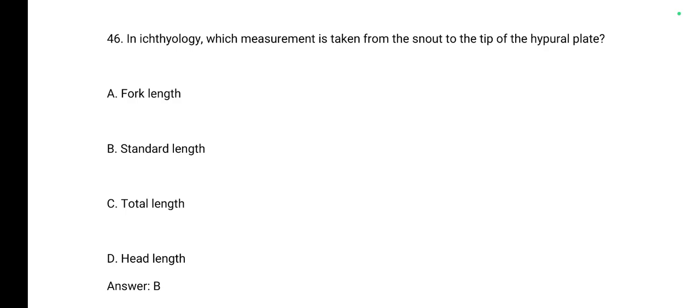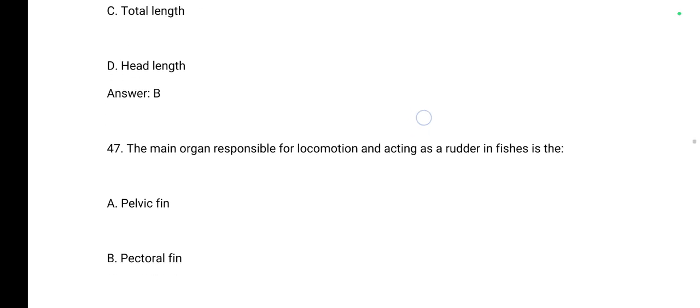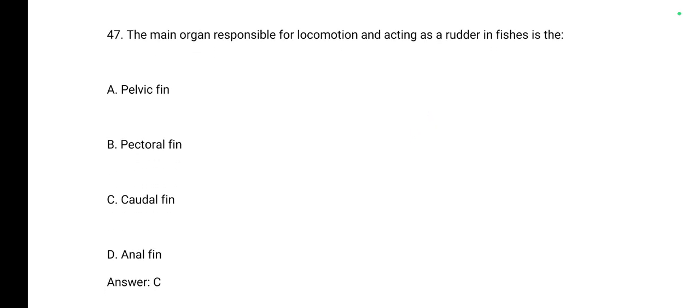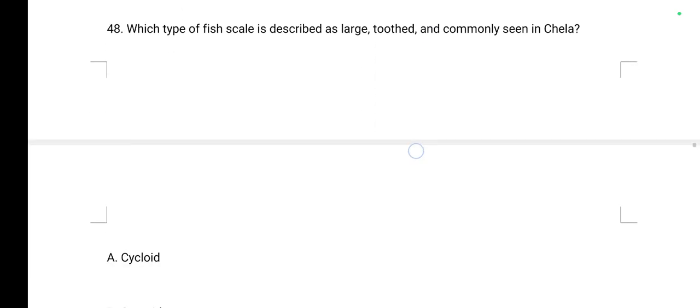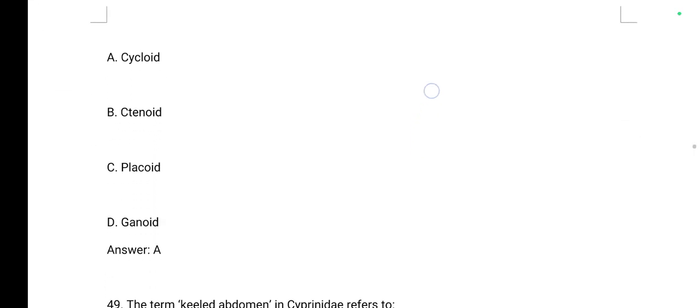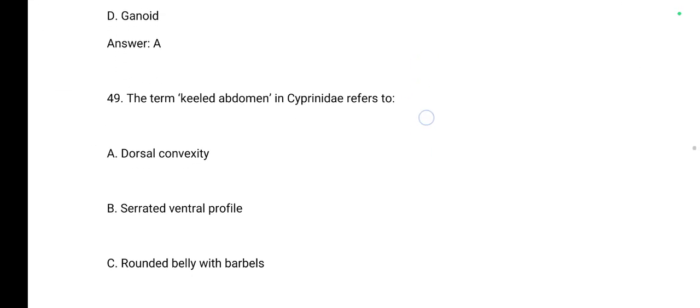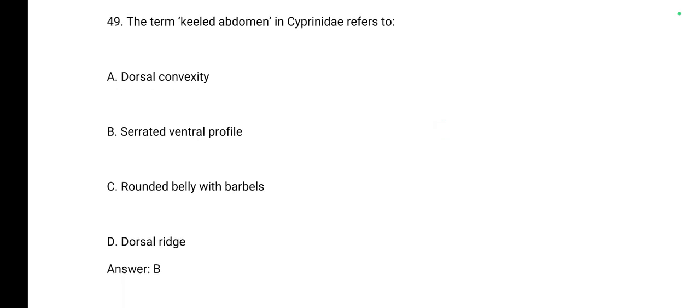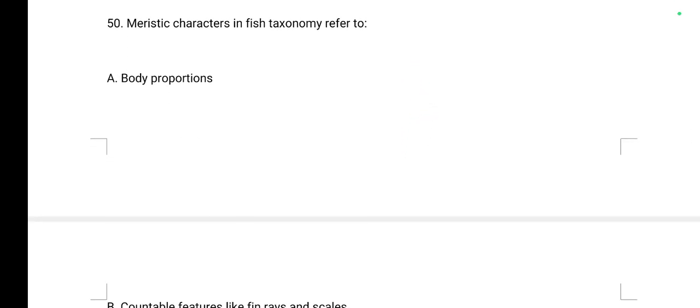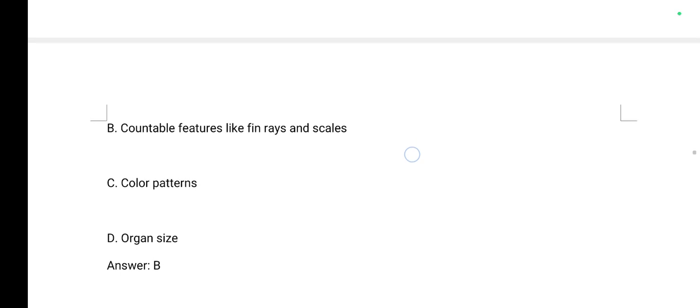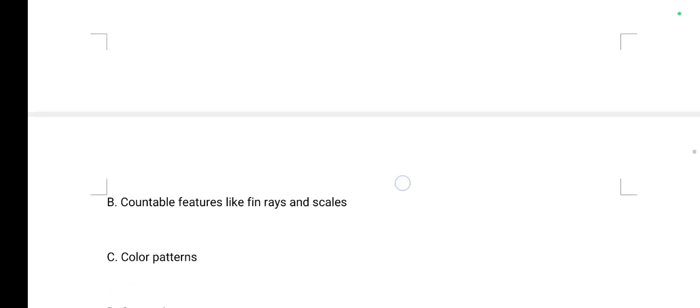In ichthyology, which measurement is taken from the snout to the tip of the hypural plate? It is standard length. The main organ responsible for locomotion and acting as a rudder in fish is the caudal fin. Which type of fish scale is described as large, toothed and commonly seen in Chela? They are cycloid scales. The term keeled abdomen in Cyprinidae refers to a serrated ventral profile. Meristic character in fish taxonomy basically refers to countable features like fin rays and scales.